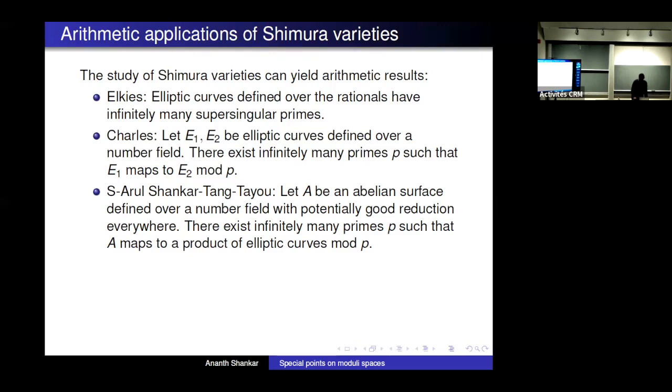What do you mean by E1 maps to E2 mod P? Isogenous. I just mean isogenous. Oh, there's an isogeny between E1 and E2 mod P. Exactly. And of course, there's no global isogeny. Exactly right. Now we are saying the a_P values are the same. Oh, that's what you're saying. Yes, that's what I'm saying. The a_P values are the same for infinitely many primes P.